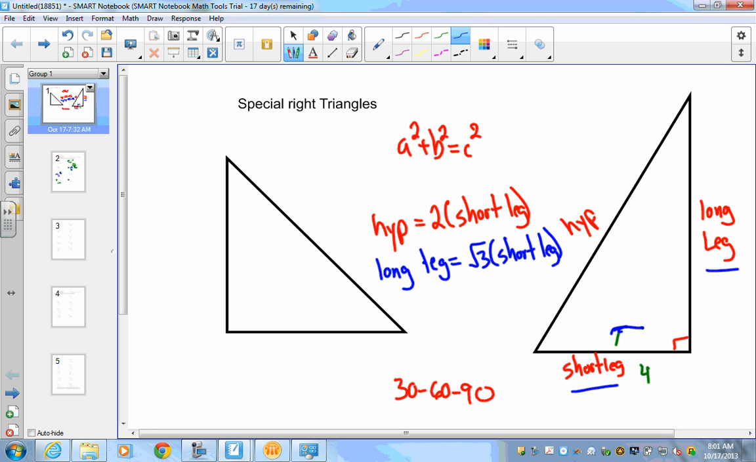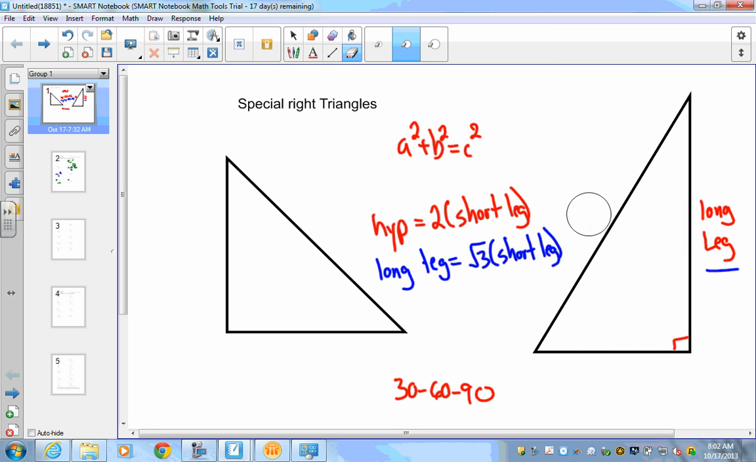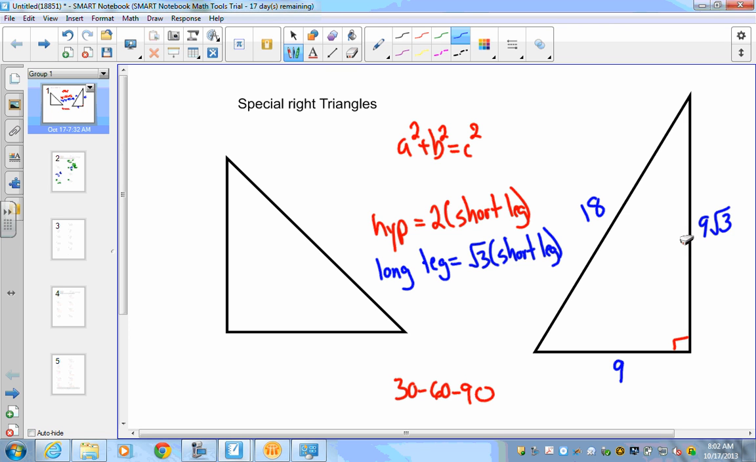Let me kind of clear all this out. Hold on. So hopefully by now you know what the hypotenuse and the short leg and long leg are. Okay. So let's say if the long leg was 9 radical 3, then that would make my short leg 9, which makes my hypotenuse 18. Because in order to get to my long leg, I then divided by radical 3.